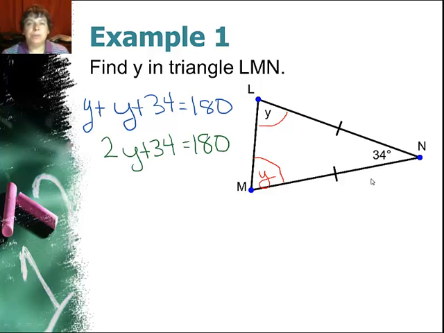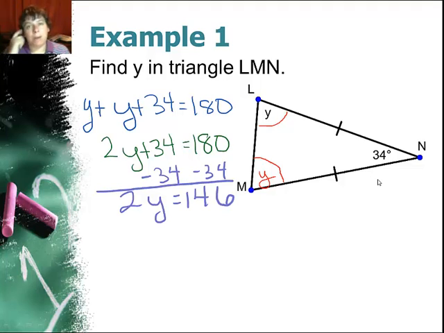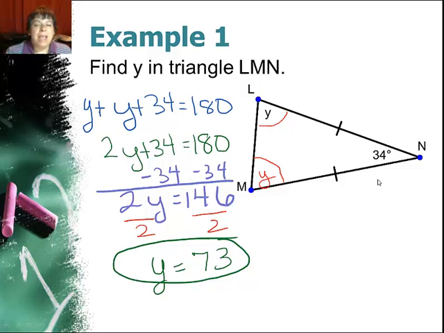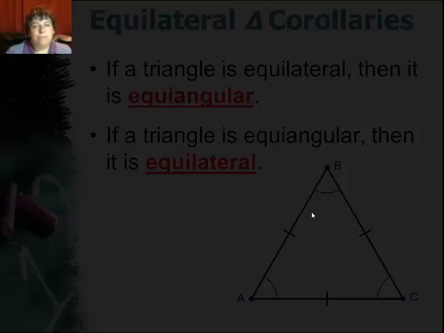Combine like terms, 2y plus 34 equals 180. Use the subtraction property of equality. I subtract 34 from both sides, and I get 2y equals 146. Divide by 2, which is the division property of equality, and I get y equals 73. So the main point here was knowing that the two base angles were congruent, and so if one base angle is y, the other base angle is y, and then just use the triangle sum theorem to solve.